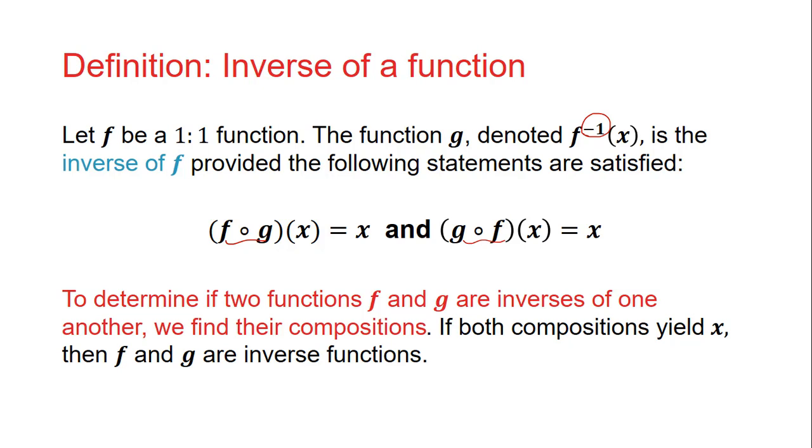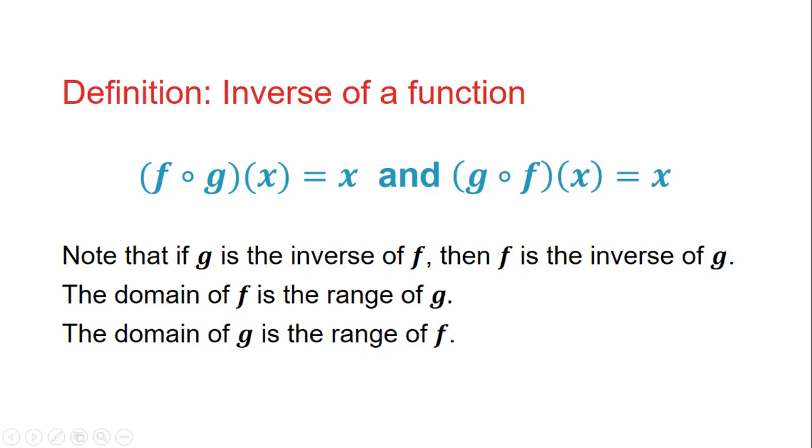So to determine if two functions f and g are inverses of one another, we find their compositions. If both compositions yield x, then f and g are inverse functions. So again, f composed with g of x is x, and g composed with f of x is x. Note that if g is the inverse of f, then f is also the inverse of g. The domain of f is the range of g, and the domain of g is the range of f.